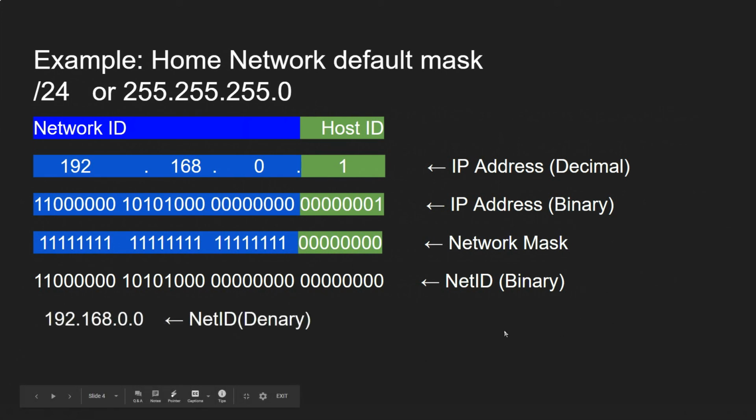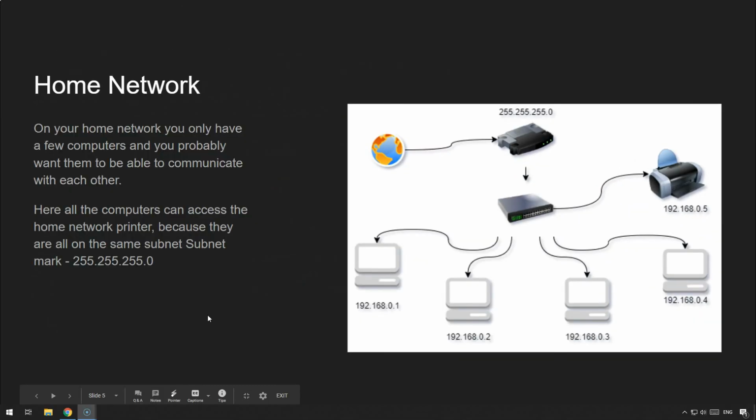There we go. And you can just convert the network ID here at the end back into denary if you want to. I sometimes find it's easier just to leave it in binary. But on exams and quizzes and stuff, you might be asked to convert it back to denary, in which case you just convert the final amount back to denary. That's a decimal. Okay, so we're going to walk through a few examples and look how it works.